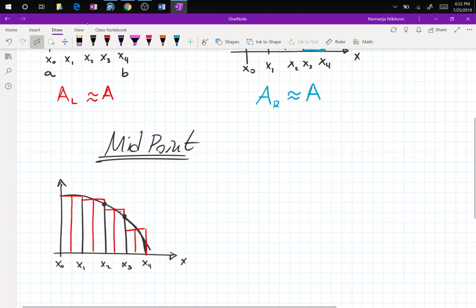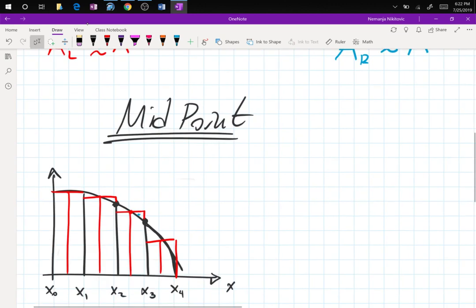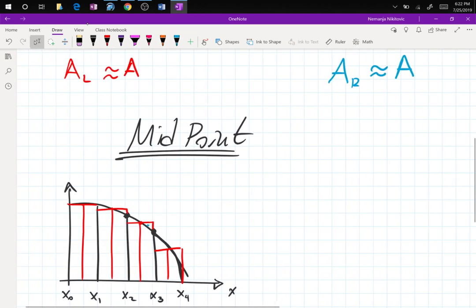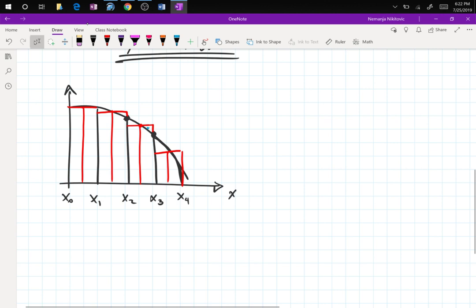So now, instead of calculating at these points x0, x1, x2, and so on, we will be calculating at, let's do it in red, the average of these. So this is (x0 + x1)/2, (x1 + x2)/2, (x2 + x3)/2, and so on. We already know that x1 minus x0 is delta x.